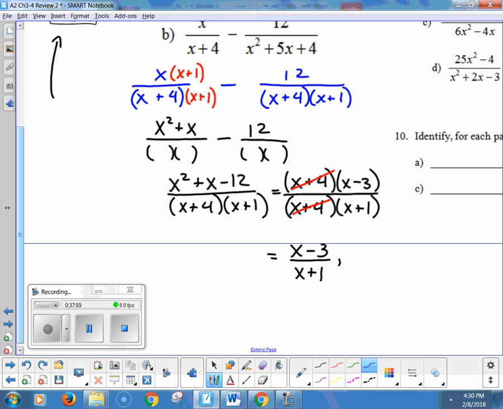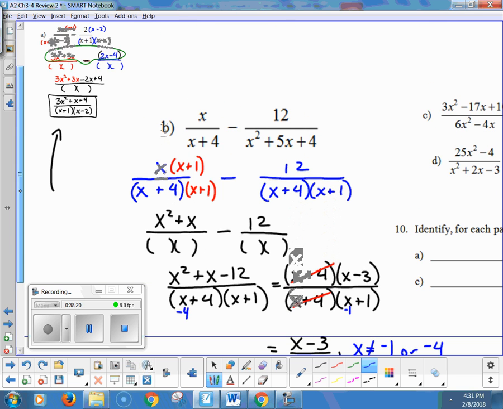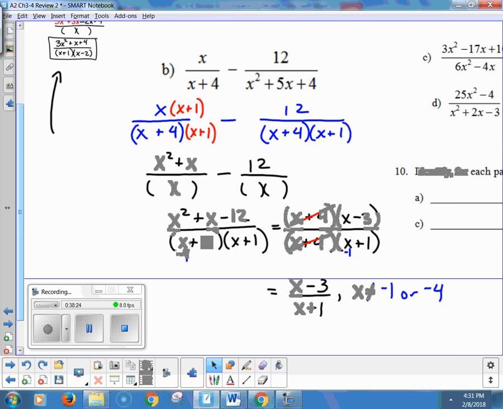I forgot about the conditions. The conditions are that all fails if x is negative 1. And also all bets are off if x is negative 4, because we would have 0 in the denominator. So we'd have to say x cannot be negative 1 or negative 4. And now I bet you know what mistake I made there with problem A. I forgot my excluded values.